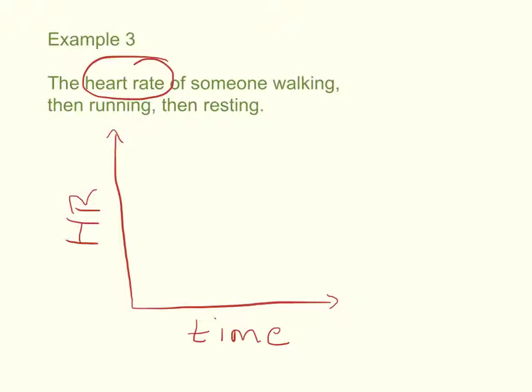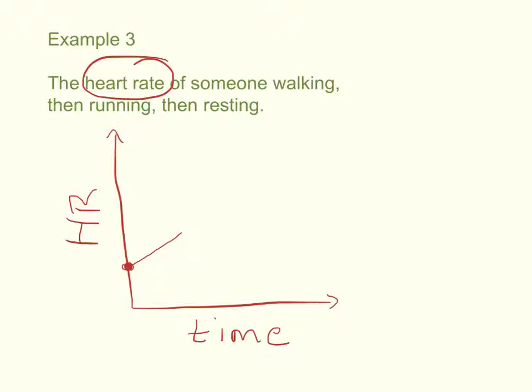So now we need to think, what's happening here? If someone's walking, then they're running, and then they're resting, what's happening to their heart rate? We know that they're not starting out with a heart rate of 0, because if they were, they'd be dead, and that's not possible. So we'll say that their heart rate is maybe at this point right here. When they start walking, their heart rate's going to increase because they went from a period of rest to now they're exercising.